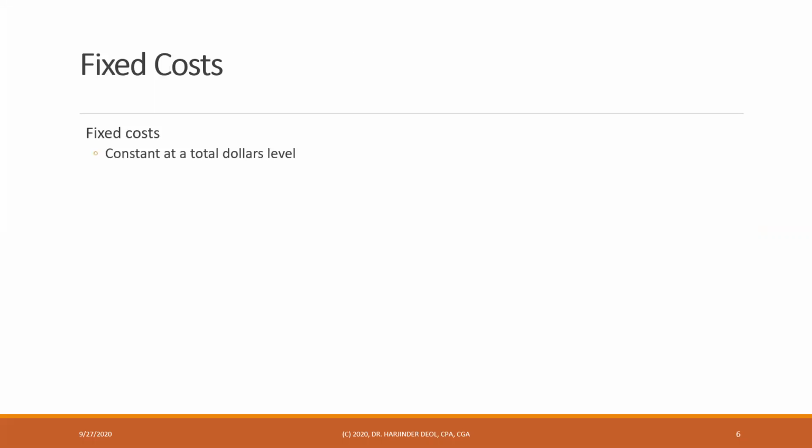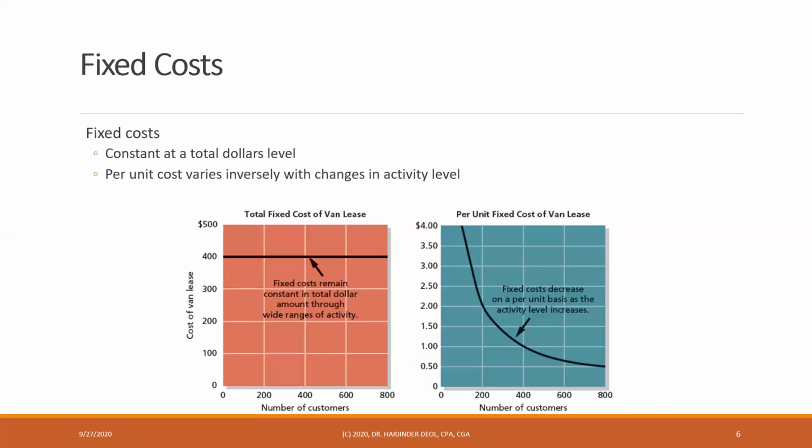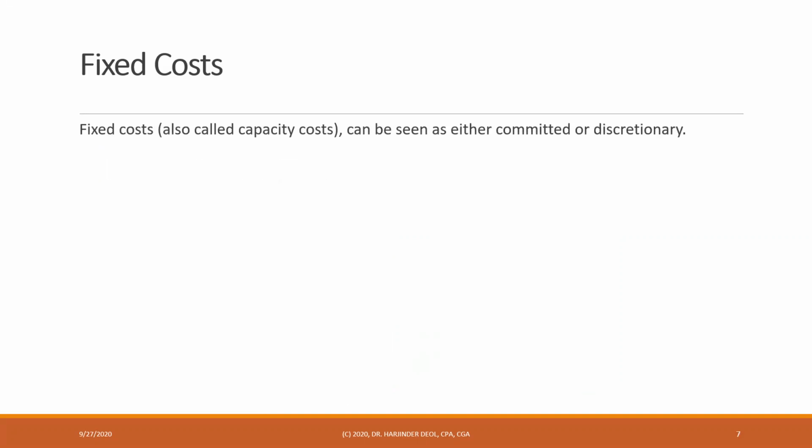The way our fixed cost behaves is that the fixed cost is constant on a total dollar level. But depending on the activity, your per unit cost will vary. So if your activity level is high, then the per unit cost will be low. If the activity level is low, then the per unit cost will be high. So it has an inverse relationship with the activity level. Your fixed cost is also called capacity cost.